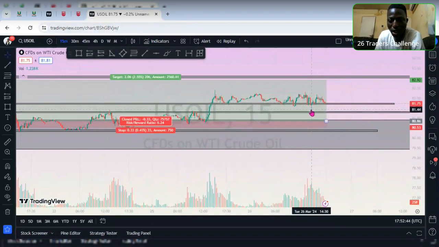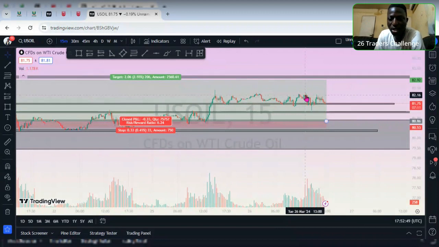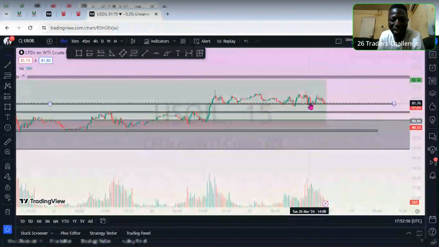I actually took this trade. I was on this trade earlier this morning to this place. I took profits. I allowed it to retrace back to this point. And I picked profits from here to this point. I opted out again. As simple as that.